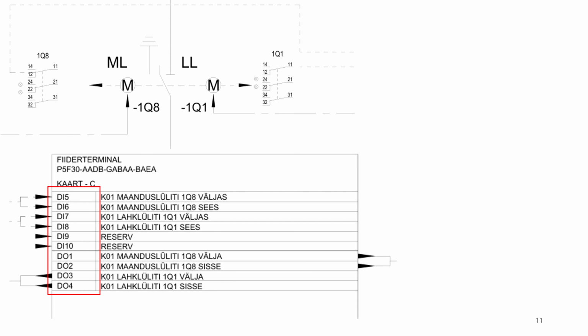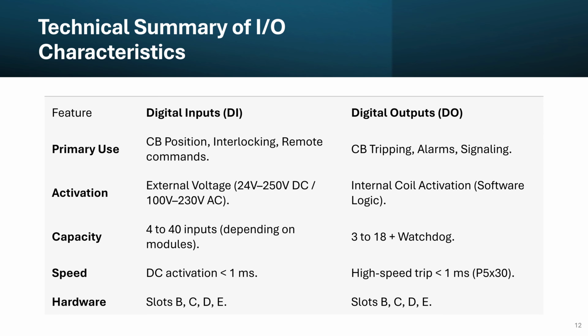You can also choose to latch an output. This means even if the fault disappears, the output stays active, the alarm keeps ringing or the breaker stays locked until the operator manually resets it. Think of digital I/O like the nervous system of a security guard.